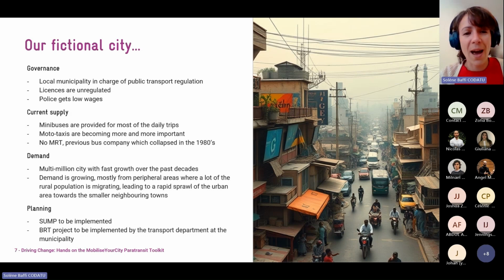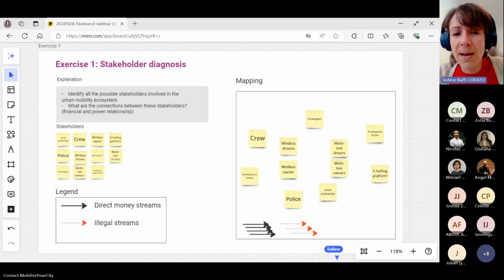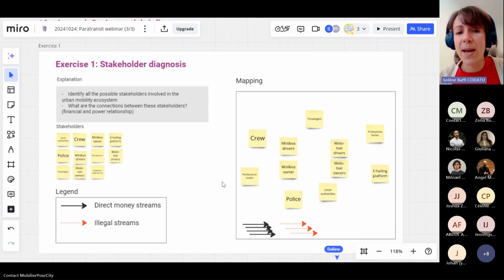So without transition, I would like to take you to our first exercise, which will be taking place on a Miro board within the next few seconds. And this first exercise will take us to try to identify, based on these characteristics, who could be the main stakeholders in the urban mobility ecosystem, and more specifically in the paratransit ecosystem, and more specifically, what could be the connections between those different stakeholders.